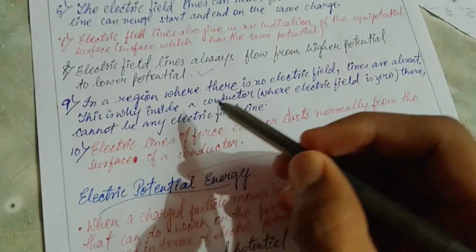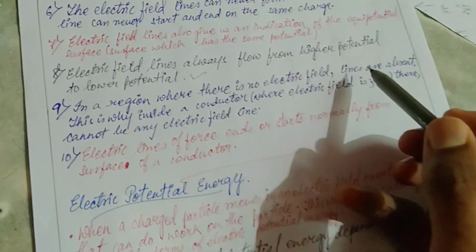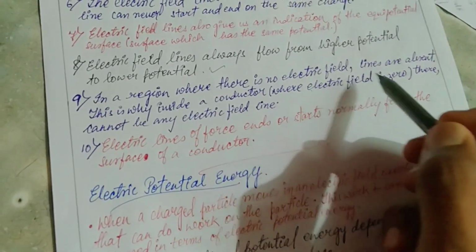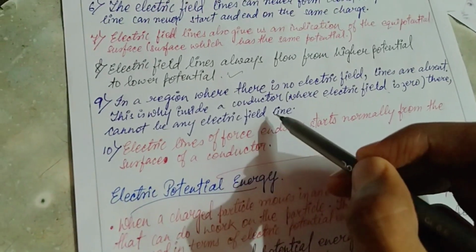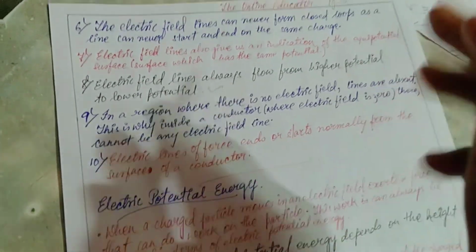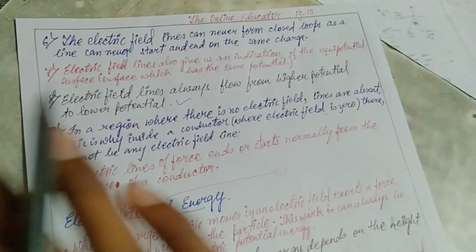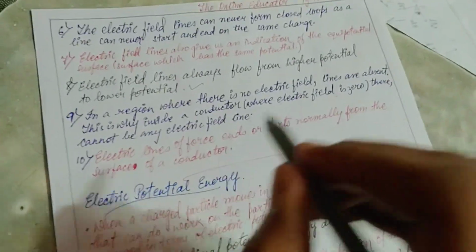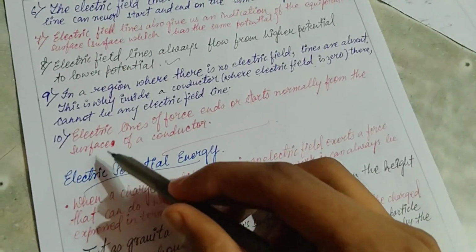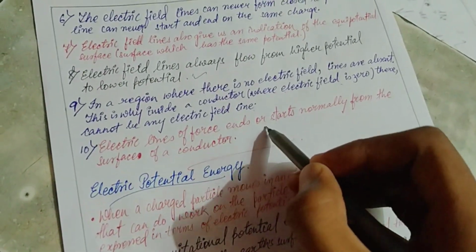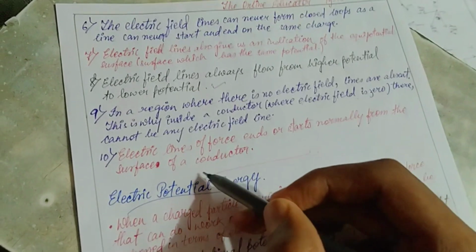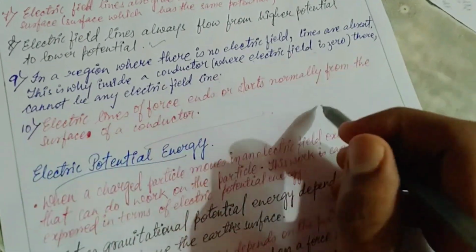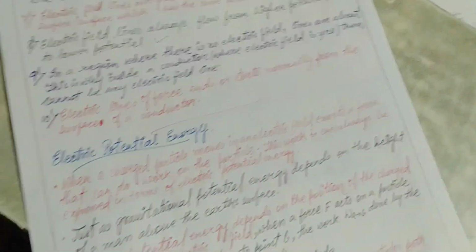In a region where there is no electric field, lines are absent. This is why inside a conductor, where the electric field is 0, there cannot be any electric field line. When E is 0, there will be no electric field line. Electric lines of force start or end normally on the surface of a conductor.